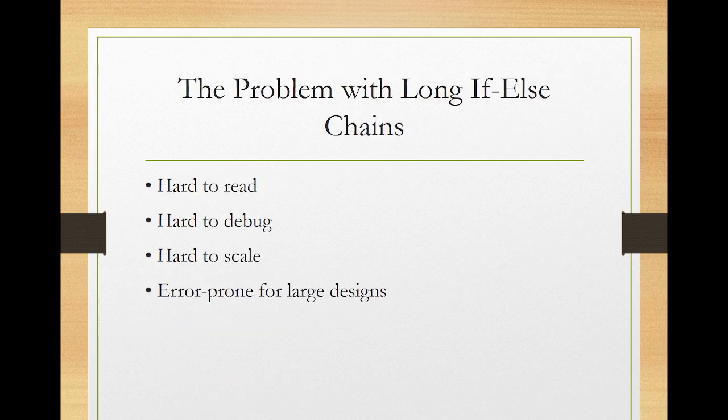Let's be honest. Long if else chains are painful. You keep scrolling, you keep searching, you keep asking. Hard to read, hard to debug, hard to scale. Error prone for large designs. Where is the condition I need? As projects grow bigger, readability drops, debugging becomes harder, mistakes increase, productivity falls, and engineers hate unnecessary complexity, so they look for something cleaner.